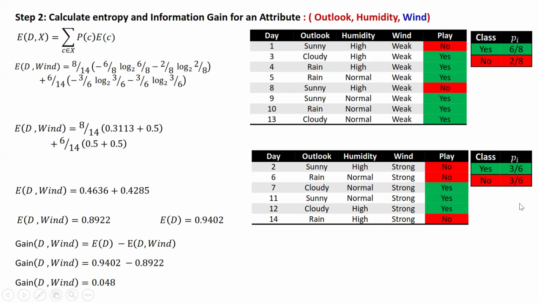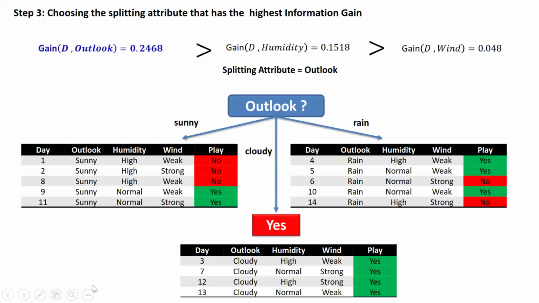Similarly, there are 6 observations, and out of these 6, 3 days they had not gone out and played, and 3 days they had gone out and played. So the entropy of the whole data set minus the entropy for the feature wind, once you subtract the difference, the value is 0.04. You have to compare the information gain of outlook, humidity, and wind. On comparing all 3 values, we see that for outlook the value is more when compared to any other value, so the root node becomes the outlook.